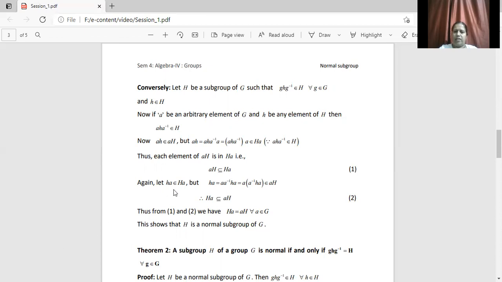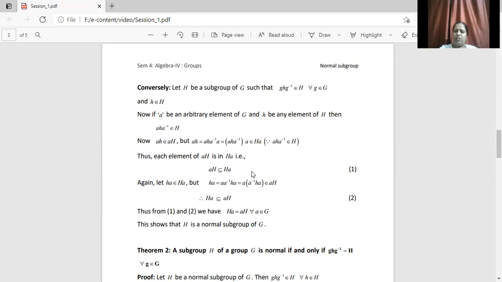Again, we'll consider ha belongs to Ha. Here, see, first we started with a into small h belongs to aH. Then we showed aH is the subset of Ha. Now we'll have ha belongs to Ha. But ha can be written as, again same thing, you operate on the left side with a into a inverse. a into a inverse, h into a, that is equal to a. In bracket you take it as a inverse ha. Again same thing here, a inverse ha will get it as a capital H. Therefore, we'll get it as Ha is the subset of aH.